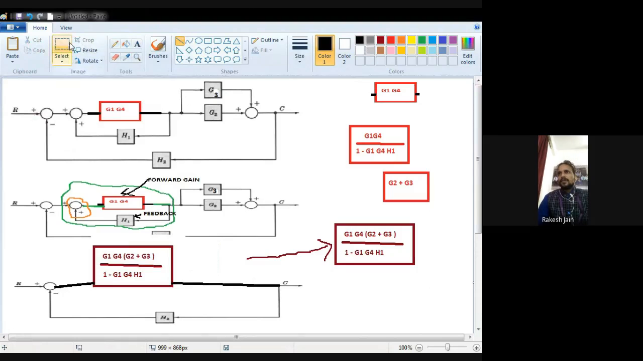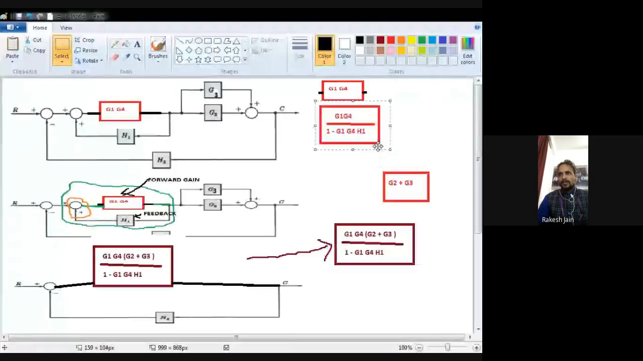So step by step what we did, first of all we solved the cascade form, then we solved a feedback loop, then blocks in parallel, then blocks in cascade again.